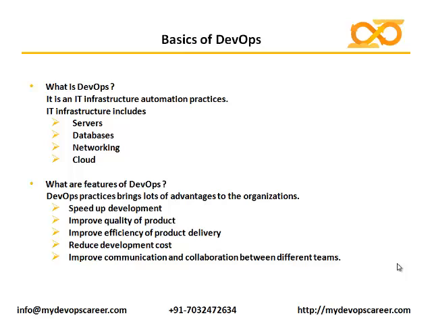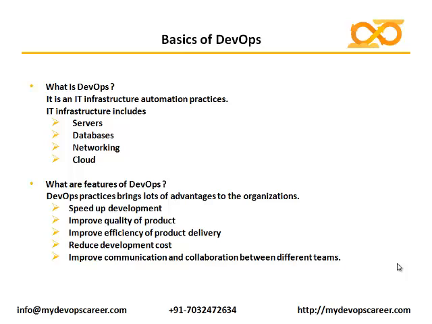What are the features of DevOps? Basically, DevOps is a combination of software and practices, and it brings a lot of things together with a lot of advantages for the organization, like speeding up development, improving the quality of the product, improving the efficiency of product delivery, reducing development cost, and improving communication and collaboration between different teams. Your main objective as a DevOps engineer is to help the organization get all these advantages, and that's where a company will hire you as a DevOps engineer.